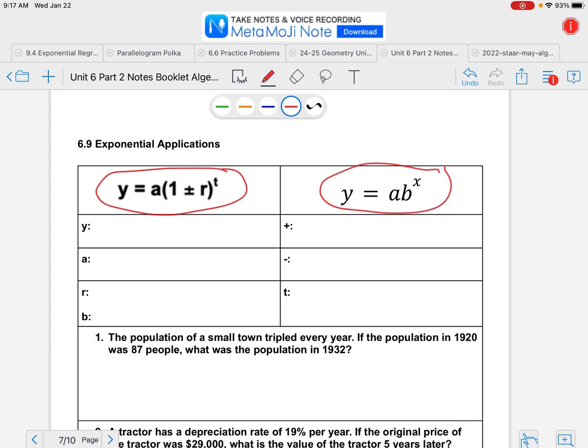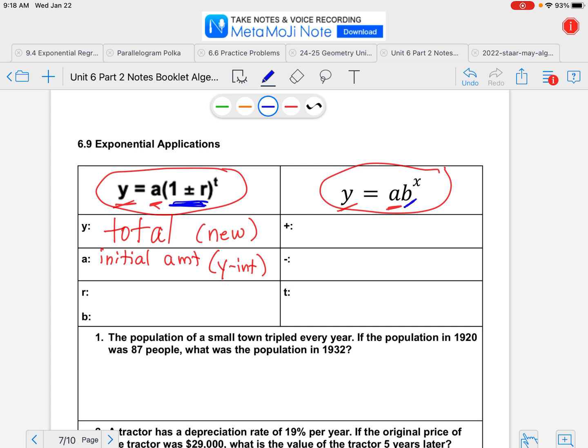In both of these, the y is your dependent variable, it's your range, it's your total, your new total basically. A, in both cases, you can see the A is the same also. A is your initial amount, what you begin with, which is also your y-intercept. Now you see some differences here. This one has 1 ± r, this means plus or minus r. You pick one. You pick plus or minus, you don't put them both in.